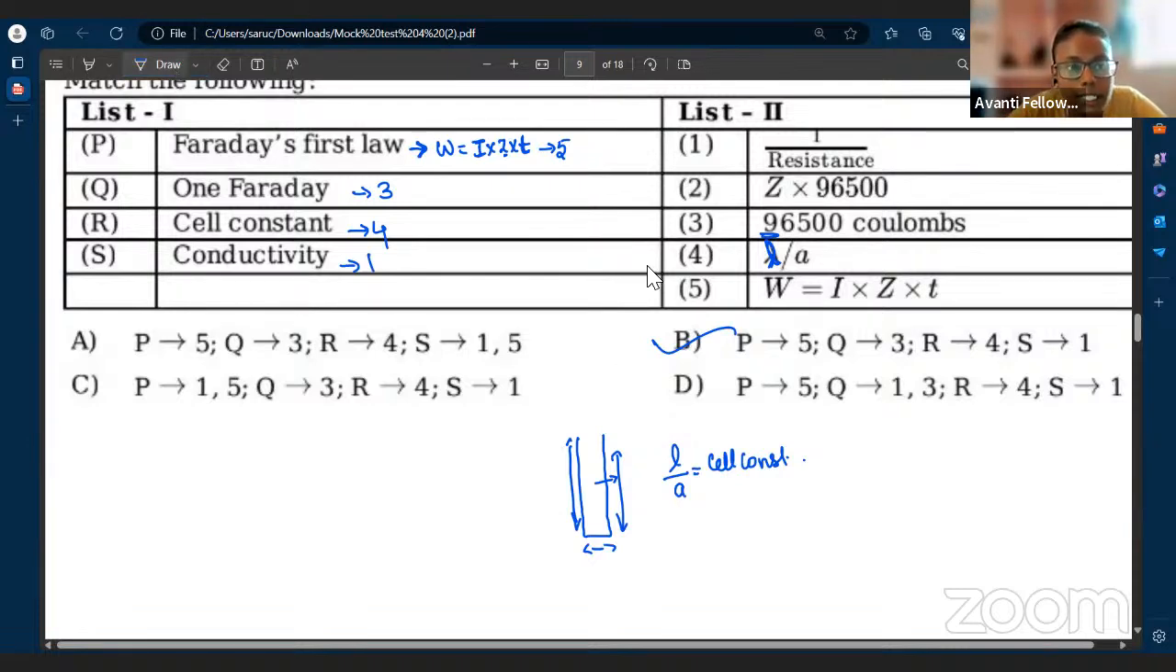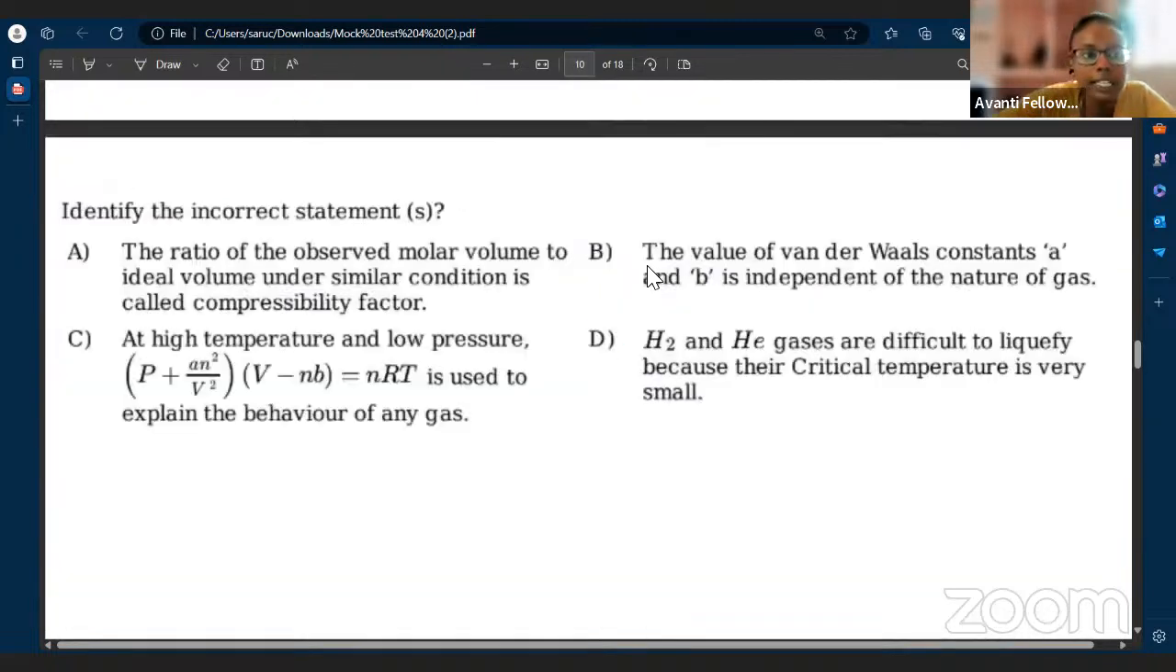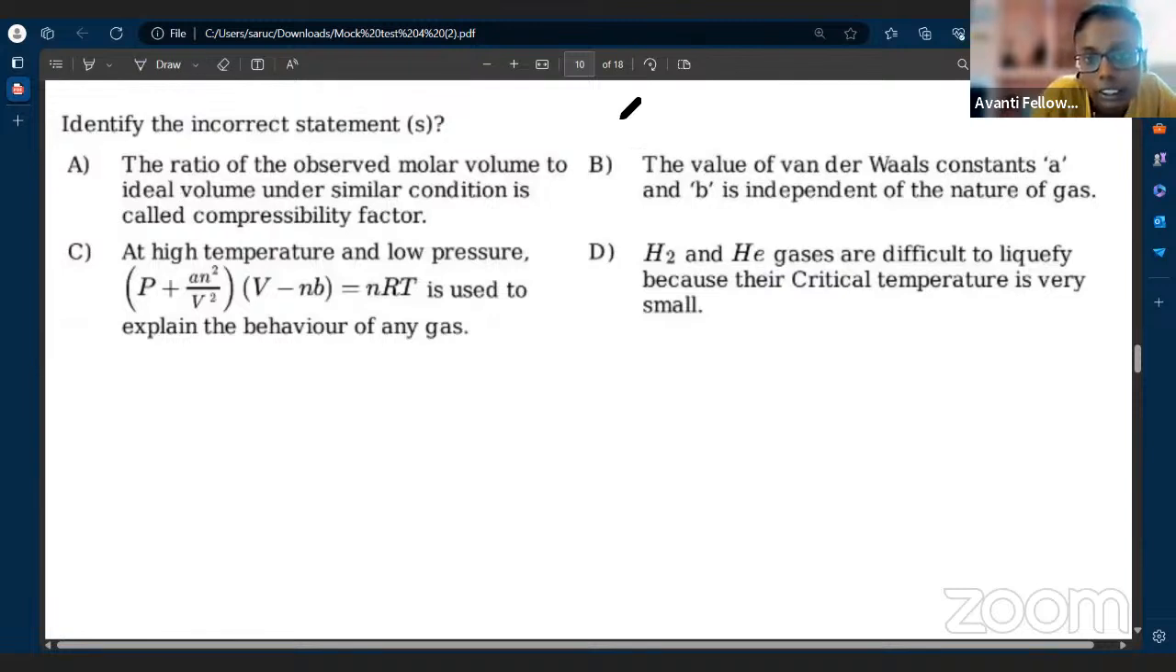Fine. Next question: identify the incorrect statement. In this question, more than one option can be correct. You will have 2 to 3 questions based on this; the next 3 questions are more than one correct option. Identify the incorrect statement, the one which is wrong.